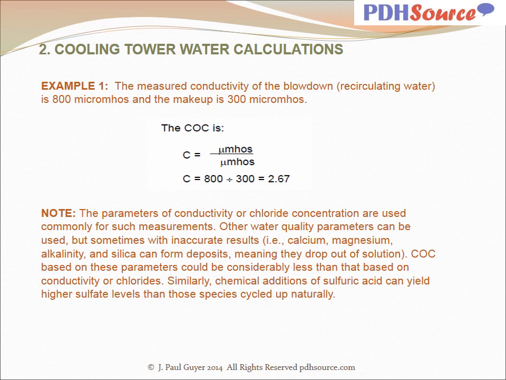Note that the parameters of conductivity or chloride concentration are used commonly for such measurements. Other water quality parameters can be used, but sometimes with inaccurate results. That is, calcium, magnesium, alkalinity, and silica can form deposits, meaning they drop out of solution. COC based on these parameters could be considerably less than that based on conductivity or chlorides. Similarly, chemical additions of sulfuric acid can yield higher sulfate levels than those species cycled up naturally.